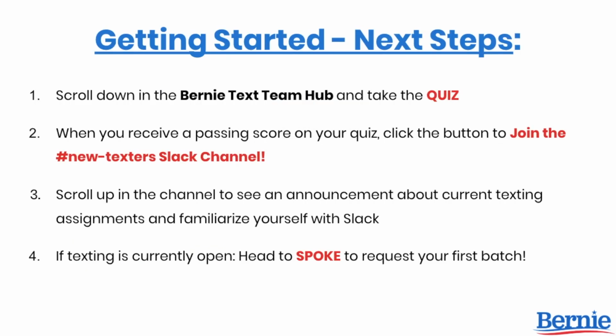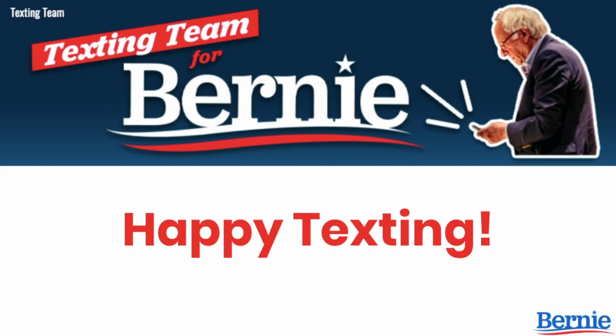To get started texting with us, the last thing you need to do is to complete the quiz that will test your knowledge of the content presented in this video. Simply scroll down this page and click the link to take the Texting Team quiz. You can always review sections of this video again if you need a refresher, and you can take the quiz as many times as you need in order to receive a passing score. Once you pass the quiz, make sure to click the button to join the new Texters Slack channel. This will prompt you to submit your email address into a form, which will automatically add you to the new Texters Slack channel. Once in Slack, scroll up in the new Texters channel until you see an announcement about the current texting assignment. Then, if texting is open, hop on over to Spoke and request your first batch of texts.